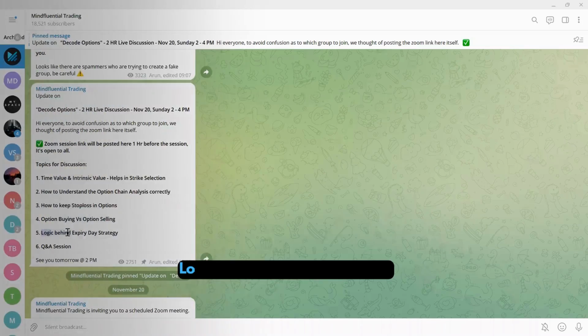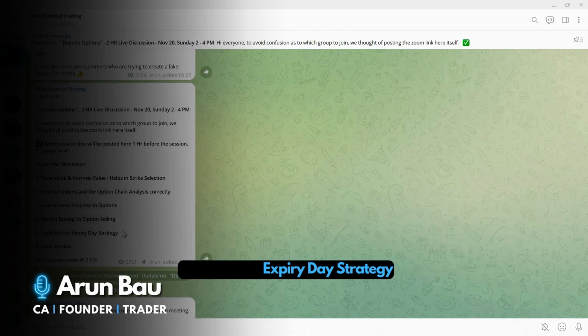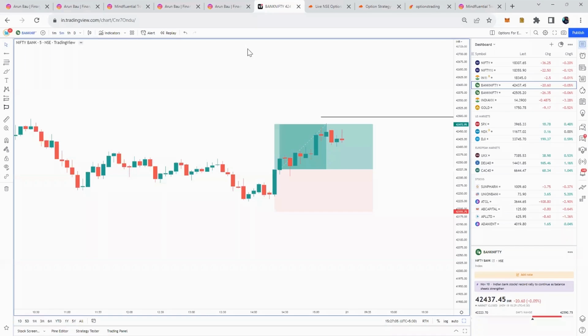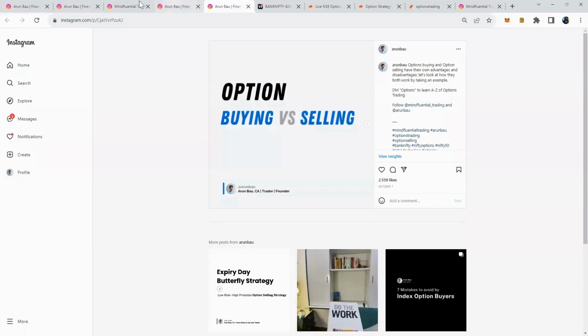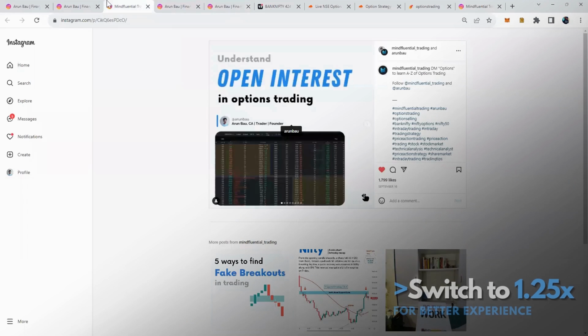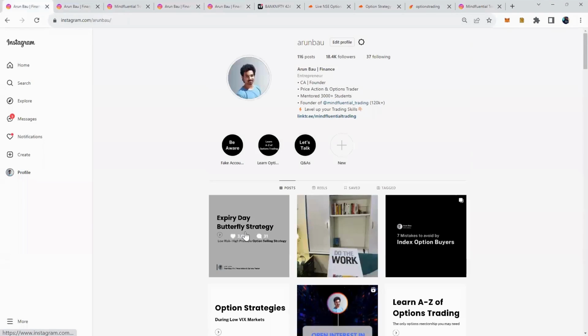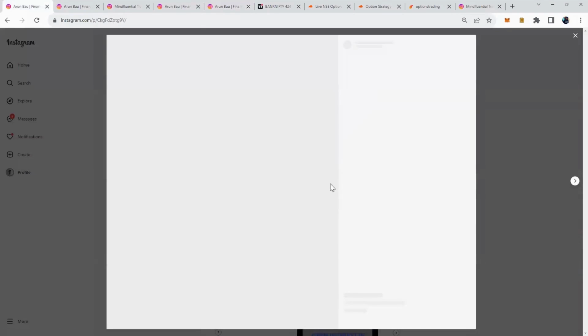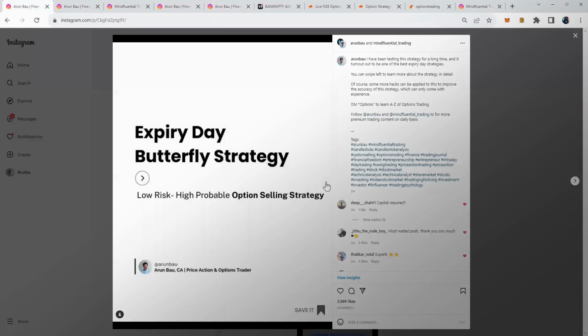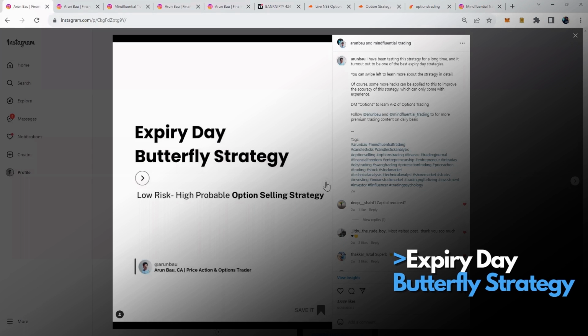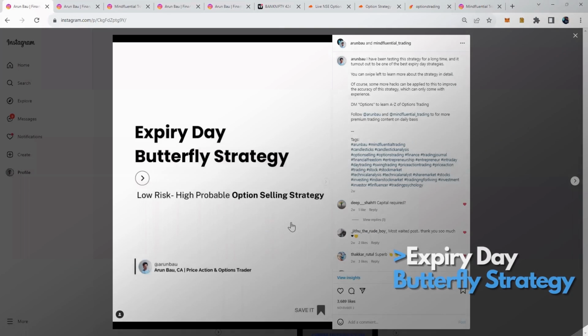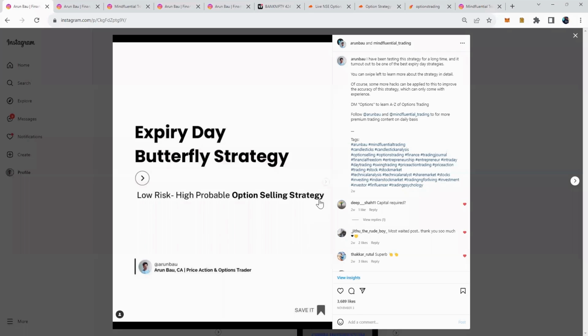And let's get started. So the logic behind the expiry day strategy, which we did share. On the pinned message, if you go and check it out, there is an expiry day strategy, which is the expiry day butterfly strategy, the option selling strategy which is suitable only for the expiry days.